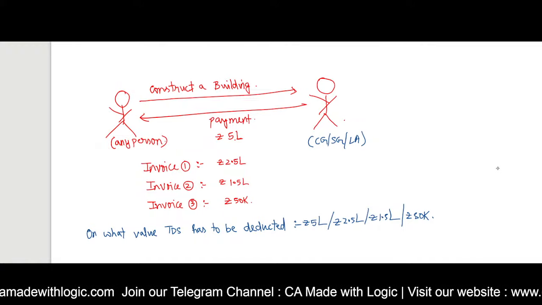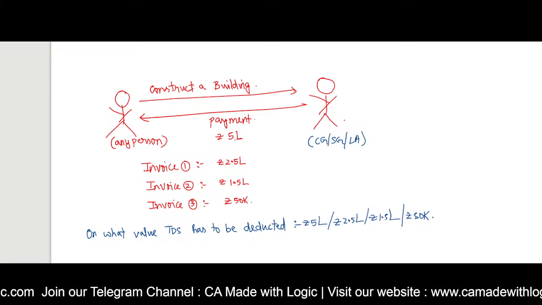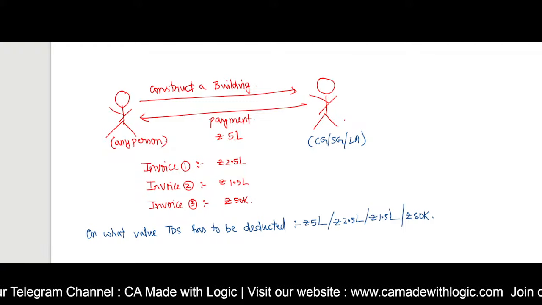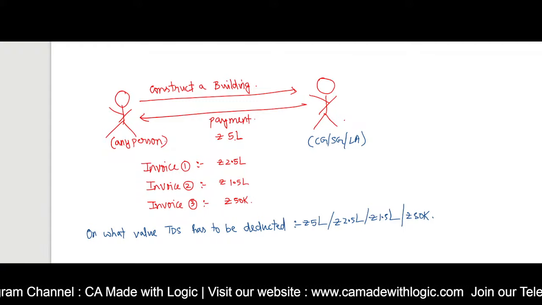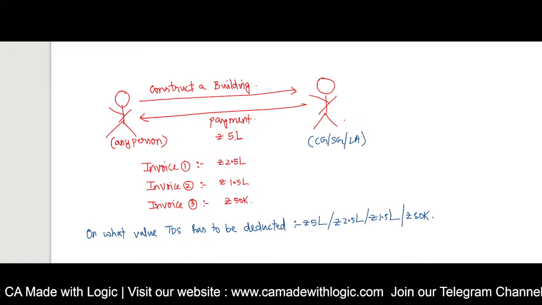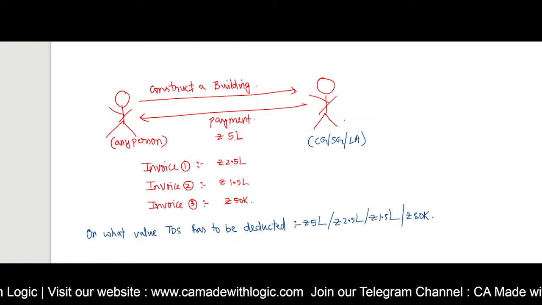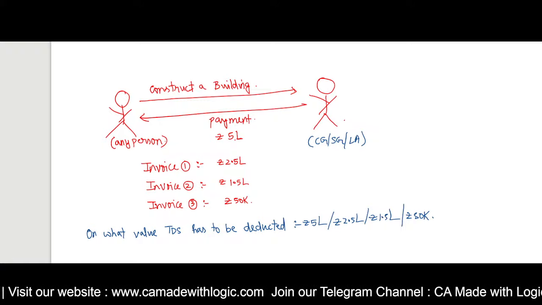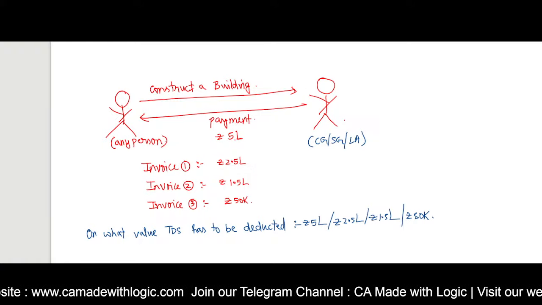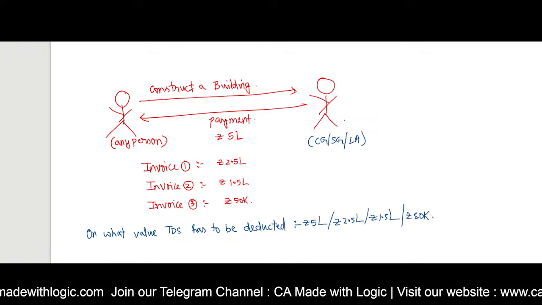Like how it is done in income tax, the same way it can be done in GST as well. At a later point of time, while calculating the total GST payable, he can deduct whatever he has paid as TDS, and pay the net amount to the government. That is how it has been framed. Now the question is on what value he has to deduct: on 5 lakh, or on 2.5 lakh, that is invoice wise, or on the total contract value.